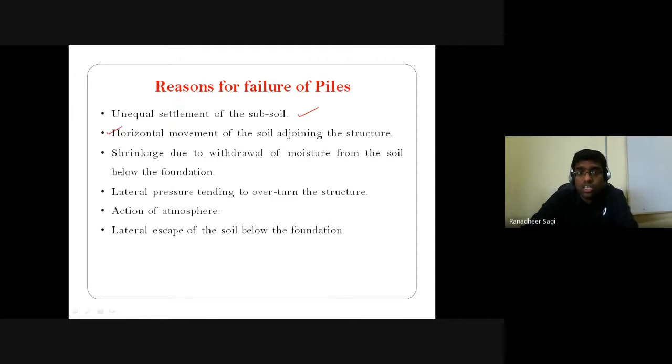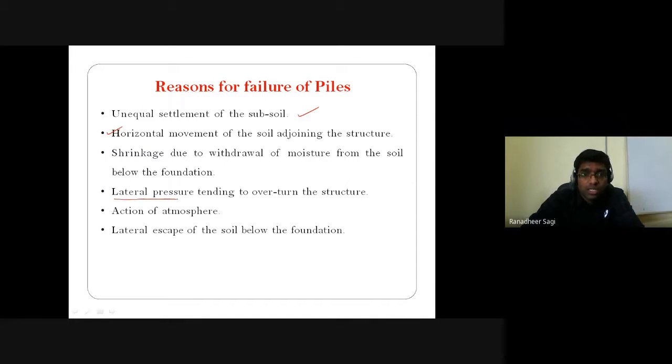Whenever the soil adjacent to the structure is horizontally displaced, and you find such a condition prevailing, then we say the pile that is going to be constructed there has a chance of failure. Whenever there is a change in the volume of the soil below the superstructure, due to a change in moisture content in the soil below the foundation, you'll also see failure happening in the piles.